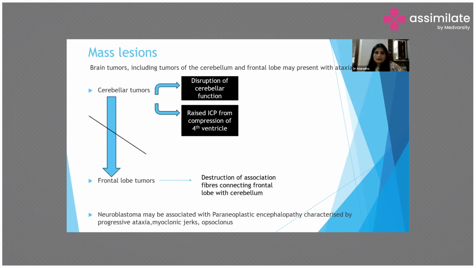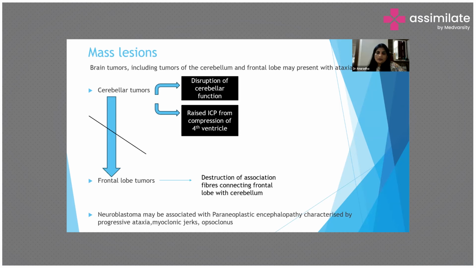Now the tumors, talking about the tumors of the cerebellum and the frontal lobe. Also, the frontal lobe is involved in ataxia. Cerebellar tumors cause disruption of the cerebellar function and raised ICT from the compression. What do they do? They increase the intracranial pressure by compression of the fourth ventricle.